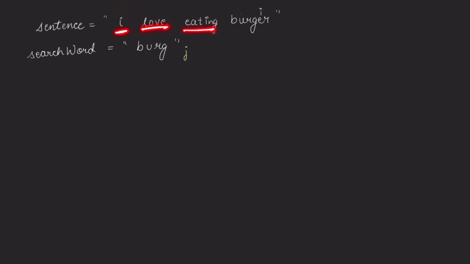For eating, it will be 3. And when you will be at burger, then it will be 4. So since now j has reached the end of the search word, you can return 4, which was your current word at that particular point. Otherwise, at the end, you can return a -1, right?